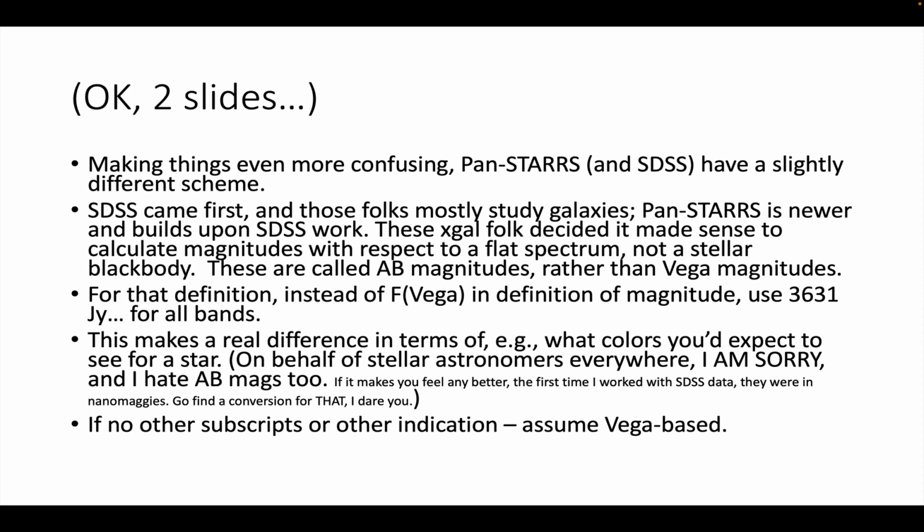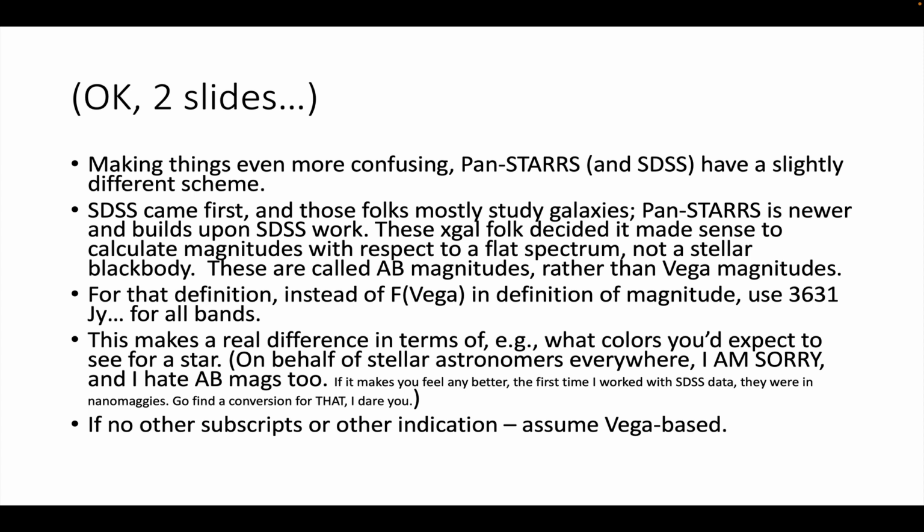All of these extragalactic folk decided that they didn't want to define their measurement system based on a star because they study galaxies. So they wanted to calculate magnitudes with respect to a flat spectrum, not a stellar blackbody spectrum. So they are called AB magnitudes rather than Vega magnitudes. And so for that definition, instead of the Vega flux in the definition of magnitude, you use 3631 Janskis for any band you care to use. It is always 3631 Janskis for an AB magnitude.